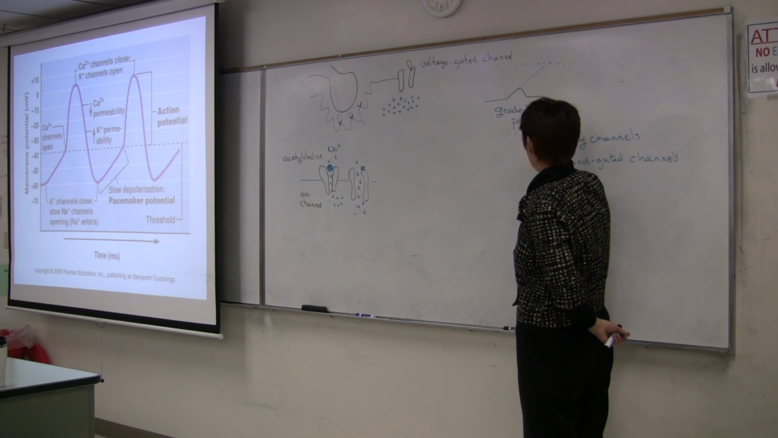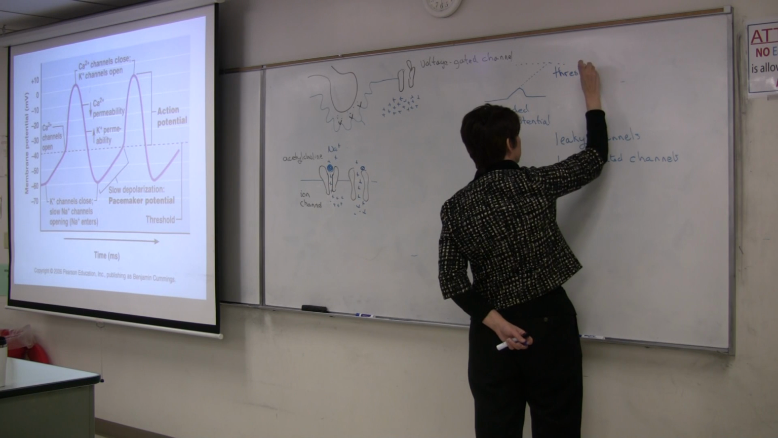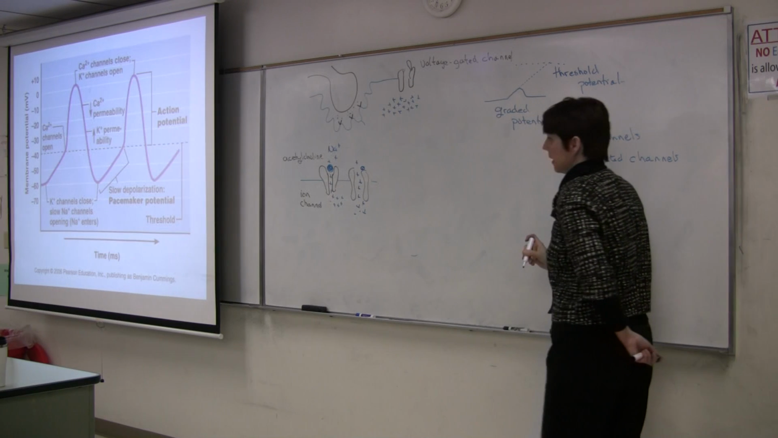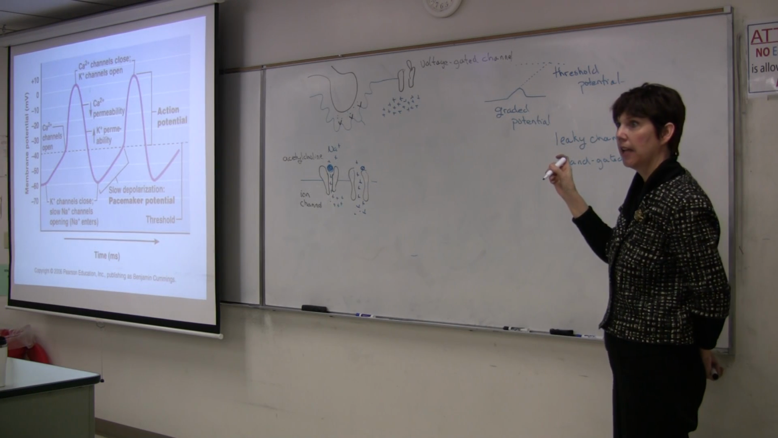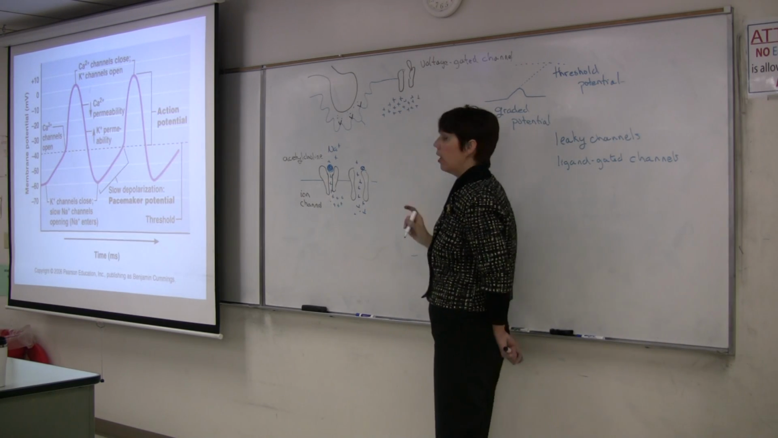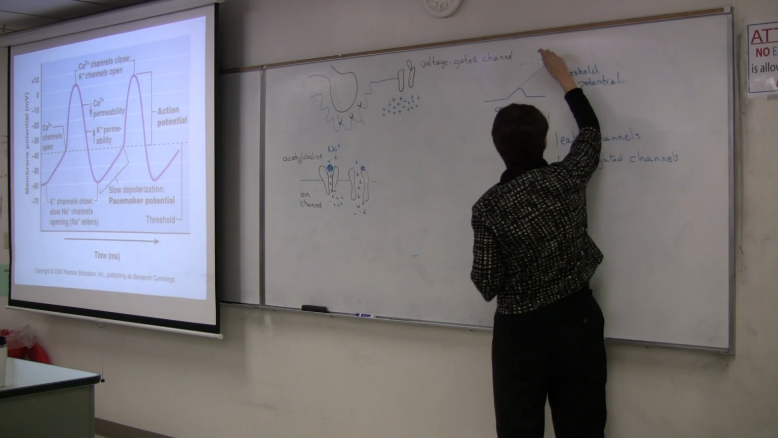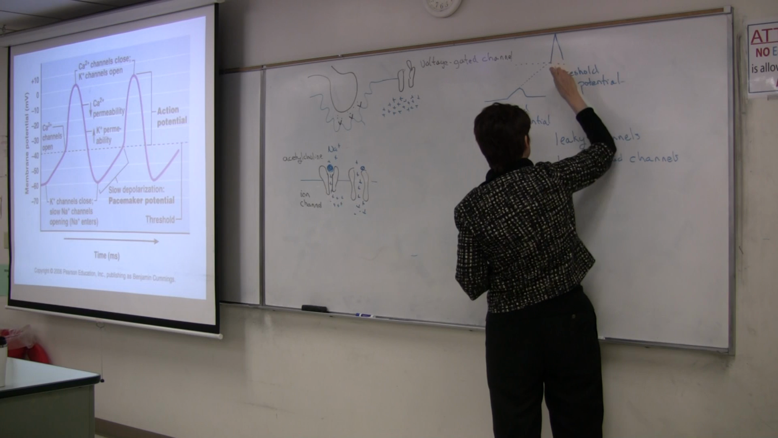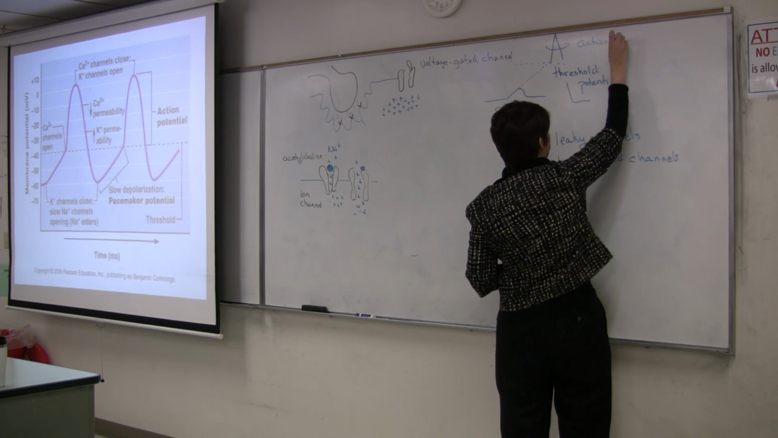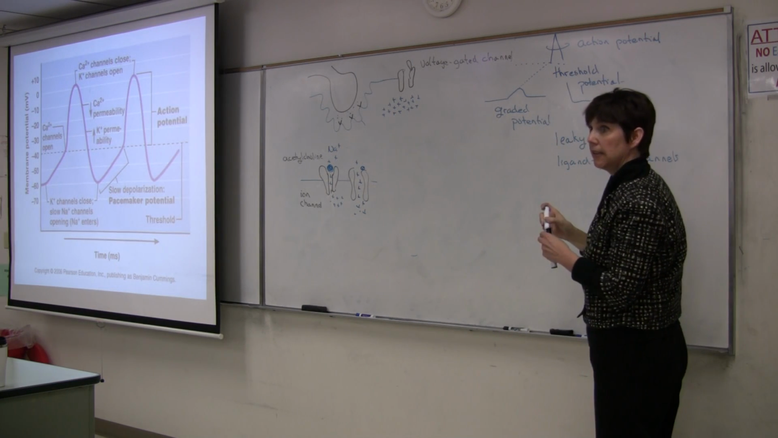Once we reach threshold, and there's another potential for you, threshold is defined as that current at which the voltage is strong enough to open our voltage-gated channel. What happens when we reach threshold? Action potential. So we open our voltage-gated channels, and an action potential is formed. What type of channel did I say? Voltage-gated.